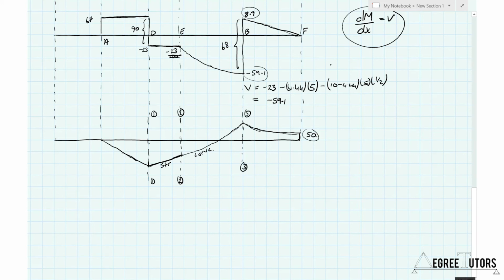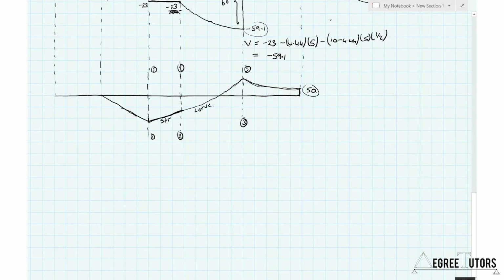If I know those discrete values of the internal bending moment, that's sufficient to fully define this diagram because I know what the bending moment diagram is doing between those discrete points. So let's crack on here and work out what cut 1 is.